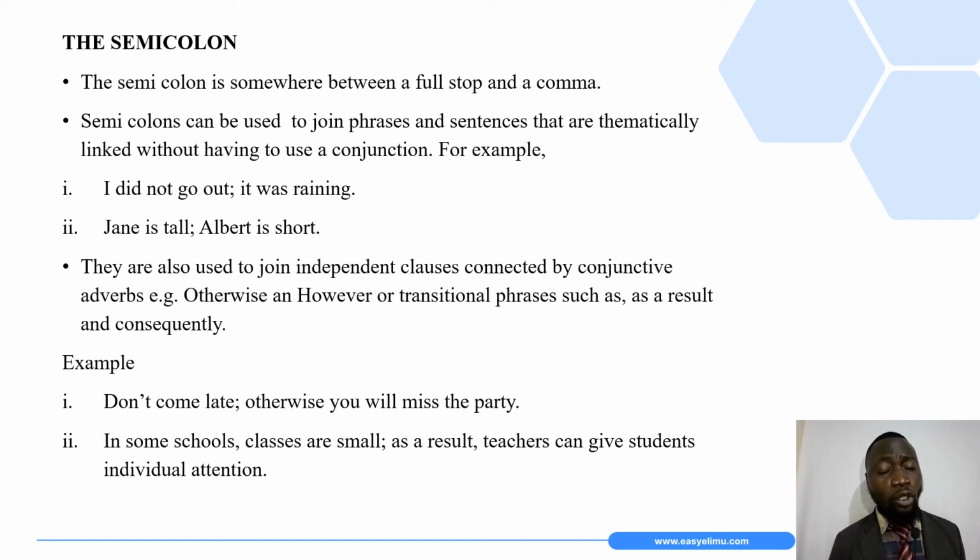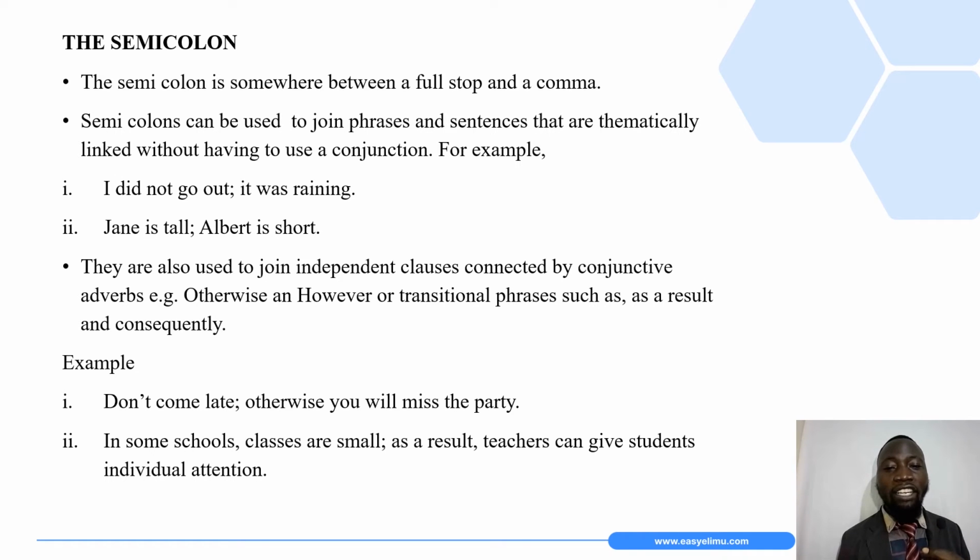So the second punctuation mark that we would like you to look at is the semicolon. The semicolon is somewhere between a full stop and a comma. Semicolons, dear students, can be used to join phrases and sentences that are thematically linked without having to use a conjunction. If you know about conjunctions, those are the words that are used to connect or join two ideas in a sentence.